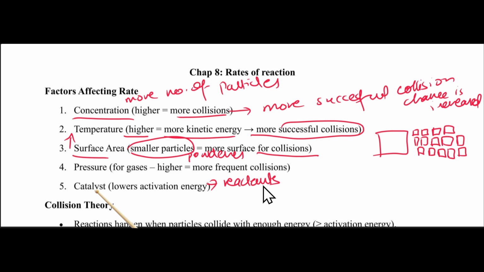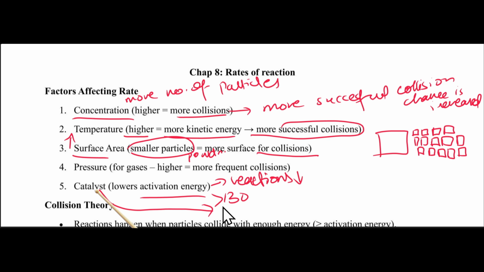So it lowers the activation energy of the reaction, the activation energy of the reactants. Once the activation energy of the reaction is lower, what will happen when the particles collide with each other? They will have more chances of successful collision. Before, if they needed activation energy greater than 130, after adding a catalyst it will be less than 130. So all those particles colliding with less energy than 130 can still have a successful collision. That's how a catalyst can increase the rate of reaction.